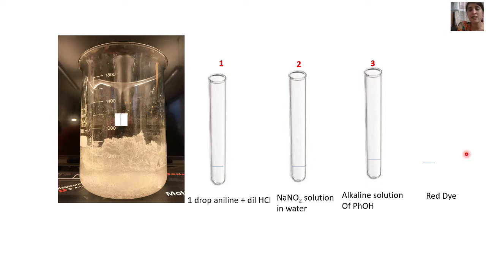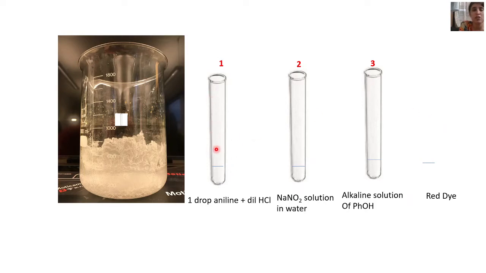In a third test tube, there is an alkaline solution of beta-naphthol here, that is ArOH. Any type of phenolic OH compound we can take. In this case, we are taking beta-naphthol, and the beta-naphthol is also kept in the ice bath.